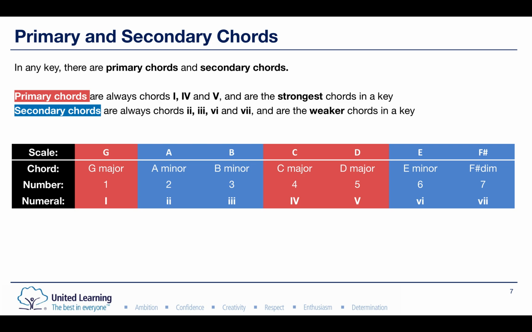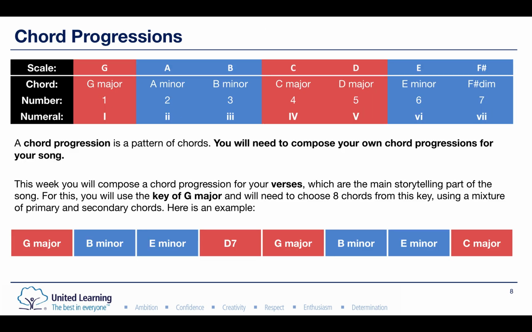So in this one, we've got G, which is a primary chord, then A minor, B minor, C major is a primary chord, D major is a primary chord, then E minor and F sharp diminished are secondary chords, and then you get back to G at the end. You'll notice in this example that all of the secondary chords are the minor ones because they're in the lower case, and all of the primary chords are the major ones because they're in the uppercase. It's just something I noticed there.